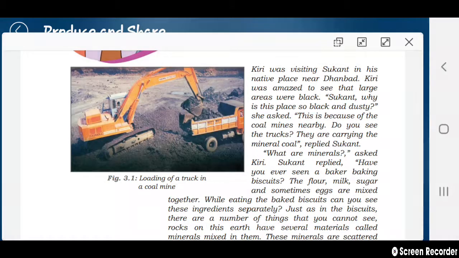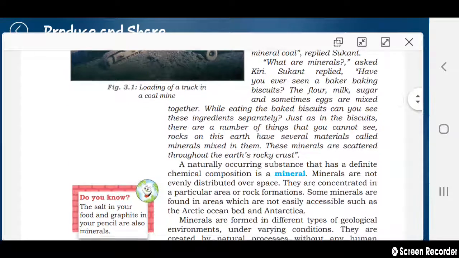When she asked why this place is dark, meaning black, Sukant said this is because of the coal mines near that place. He asked, do you see the trucks a little bit far from here? Sukant replied that yes, they are carrying the mineral coal.